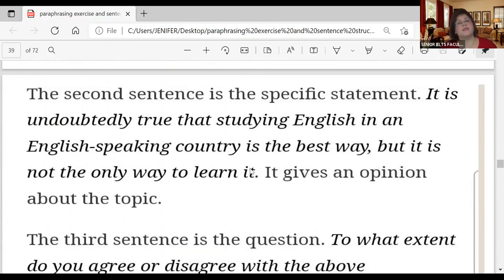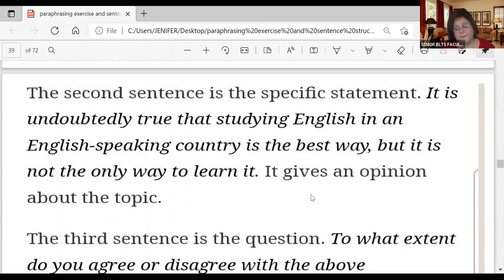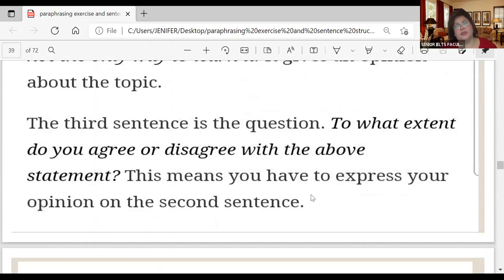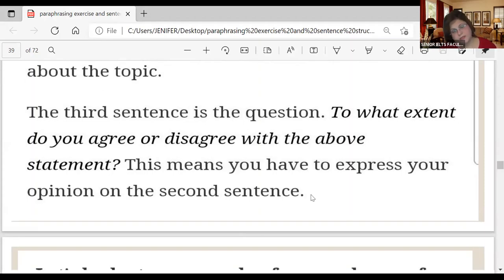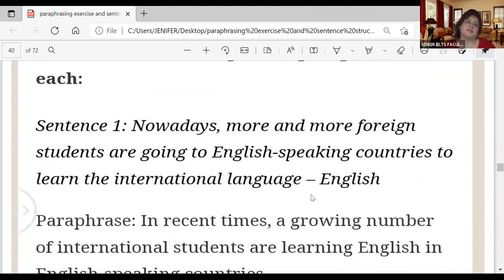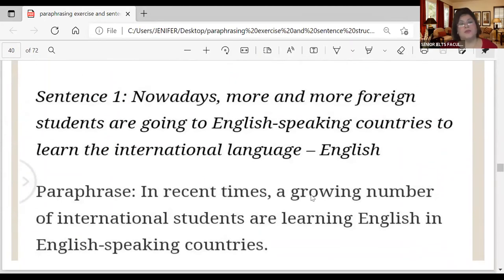So the second sentence is the specific sentence that it is undoubtedly true that studying English in an English speaking country is the best way, but it is not the only way to learn it. It gives an opinion about the topic. The third sentence in this question: to what extent do you agree or disagree with the above statement? This means you have to express your opinion on the second sentence. How will you do that? First sentence. Nowadays, okay, who is going to read it for me?